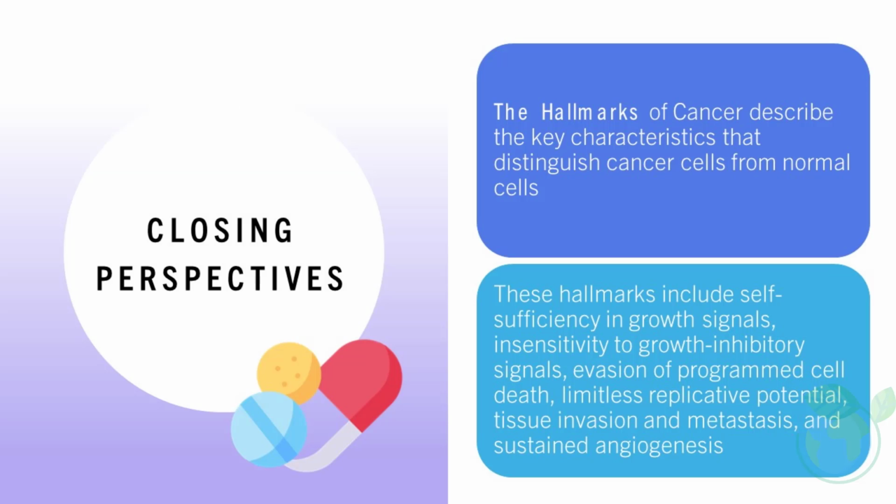Closing perspectives. In summary, the hallmarks of cancer describe the key characteristics that distinguish cancer cells from normal cells. These hallmarks include self-sufficiency in growth signals, insensitivity to growth inhibitory signals, evasion of programmed cell death, limitless replicative potential, tissue invasion and metastasis, and sustained angiogenesis. Understanding these hallmarks is crucial for developing new treatments and therapies for cancer.